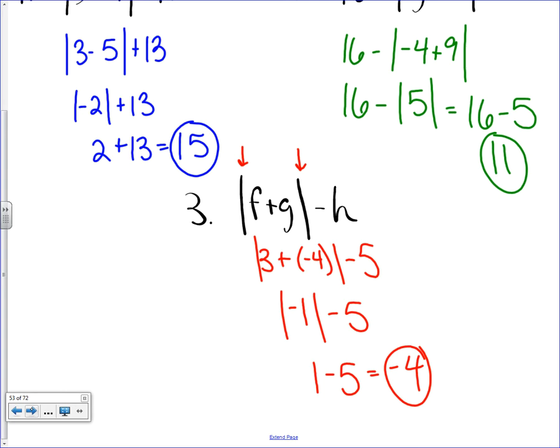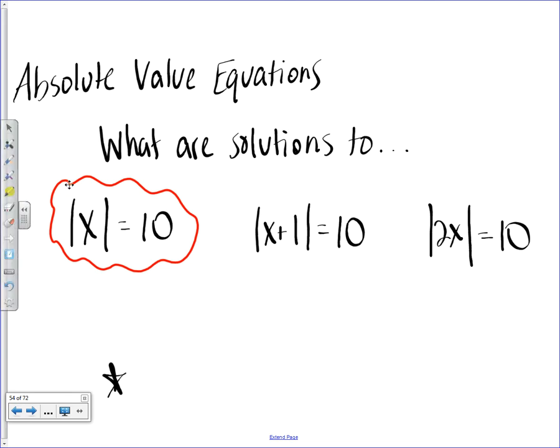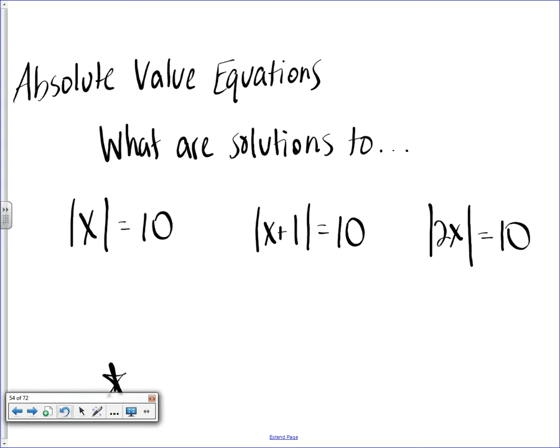Okay, so how do we apply this to an equation? So absolute value equations. Basically, you all know that an equation has an equal sign. So these things will have absolute value bars and an equal sign. If I ask you, what is the solution to this equation here? Okay, what values of x will make that be 10? Well, I'm hoping you can tell me that x could be 10. Okay, absolute value of 10 would be 10. So if I put a 10 in there for x, that would work. I'm also hoping you could tell me that I could put negative 10 in there for x, and that would work.